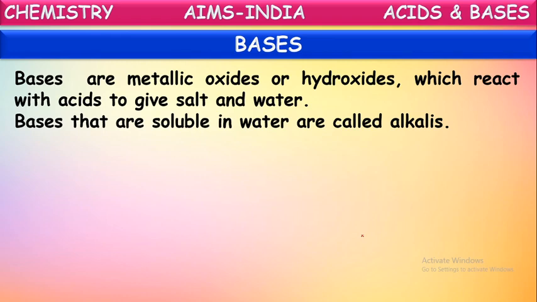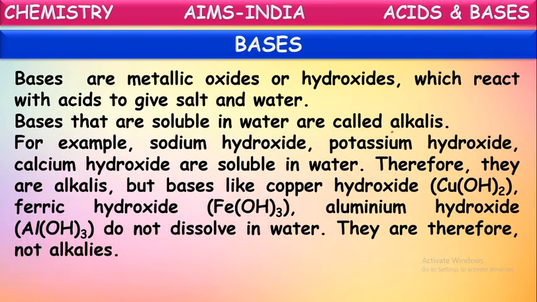Bases that are soluble in water are called alkalis. There are different kinds of bases, but all the bases are not soluble in water. Especially those bases which are soluble in water are called alkalis. For example, sodium hydroxide, potassium hydroxide, calcium hydroxide are fairly soluble in water. So these are said to be alkalis.